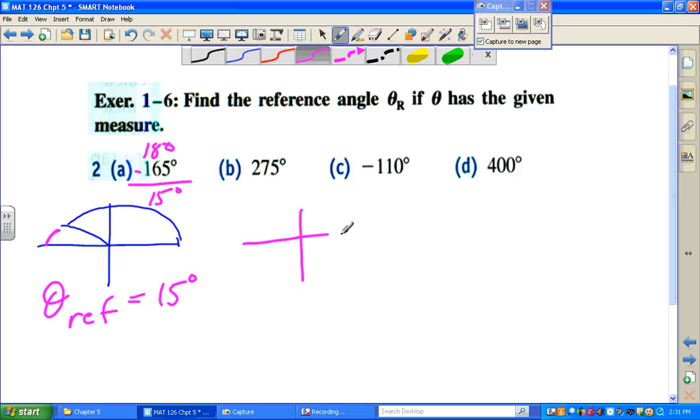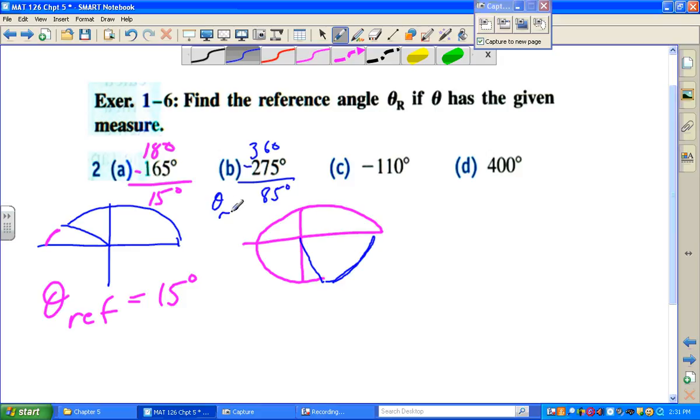So 275. Which quadrant would it be in? I think it goes past 270, doesn't it? Okay? So this one is past it. So to get to the x-axis and stay between 0 and 90, you've got to take 360 minus 275, and you get 85 degrees. It matters whether you have to add or subtract 180 or 360, depending on where you're at as far as the angle.